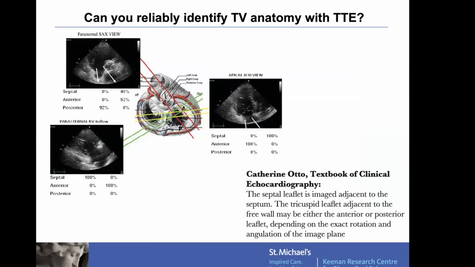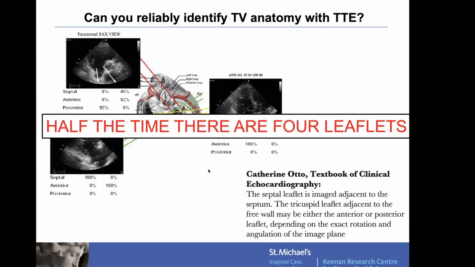This is obviously highly dependent on the view. It requires a lot of sweeps. Catherine Otto alluded to this in her textbook, saying that depending on a certain view, the tricuspid leaflet adjacent to the free wall might be the anterior or the posterior leaflet, depending on the exact rotation. The problem is, half the time there are 4 leaflets, or there are more.